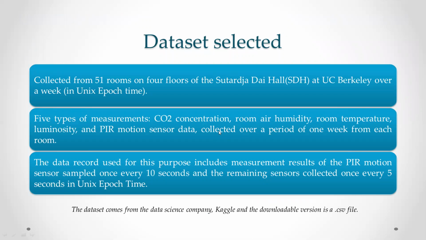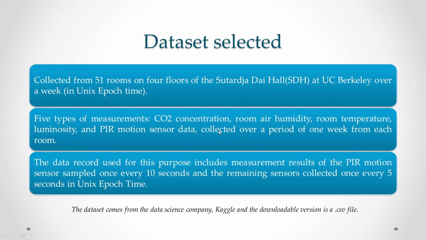The data set collected is from 51 rooms on the 4 floors of the University of California, Berkeley, Soda Hall, and it was collected over a week, approximately 10 days in Unix epoch time. The five factors or measurements that were collected using the sensors were CO2, humidity, temperature, luminosity, and PIR motion sensor data collected over a period of 1 week for each room.